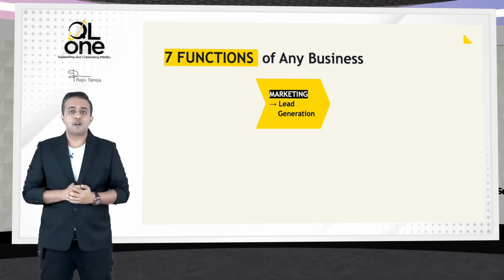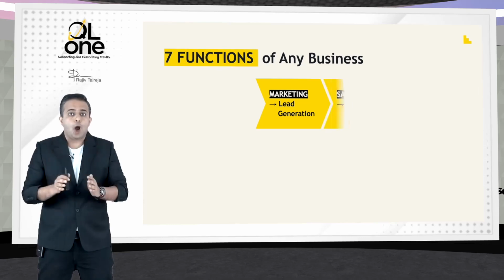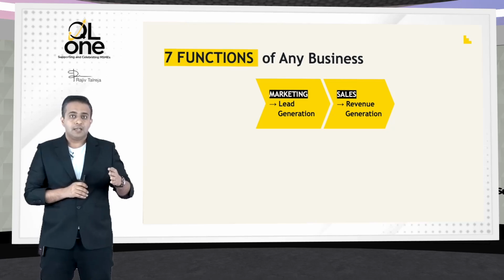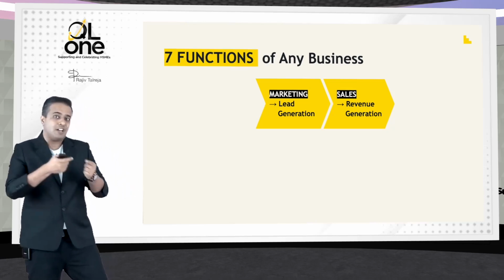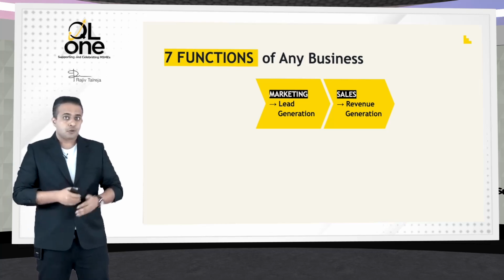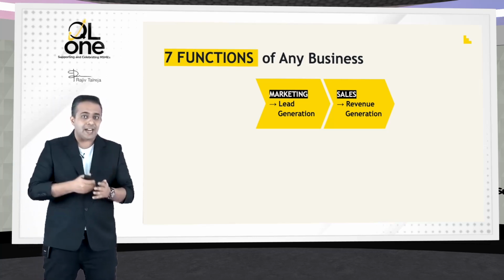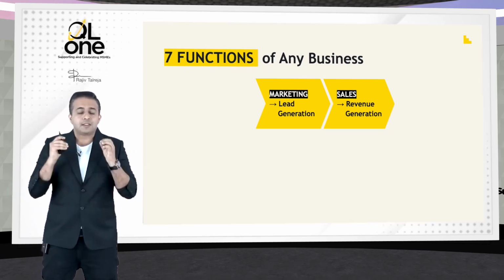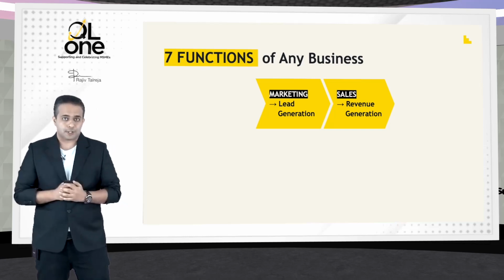The second function is sales. The job of sales is to convert the leads brought in by marketing and to close the deal and generate revenue for the business. So if sales is not closing deals and not bringing in revenue, the business does not have money. The third function is operations.